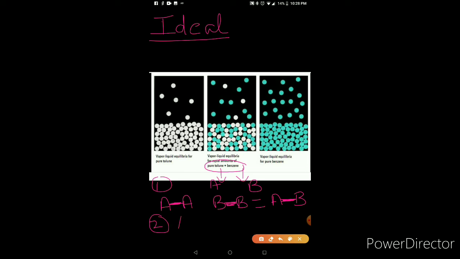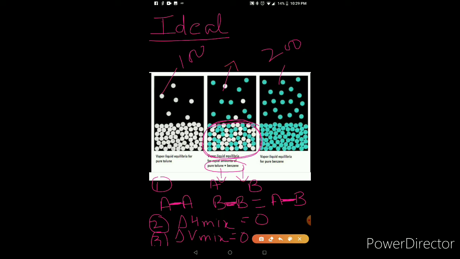Rule number 2 is delta H mixing is 0. That means this process of dissolution of two miscible liquids is neither exothermic nor endothermic. Number 3, delta V mixing is also 0. That means if we mix 100 ml of toluene in 200 ml of benzene, the total mixture will be 300 ml. So 100 plus 200 should be 300. It cannot be 400, it cannot be more than 300, and it cannot be less than 300. That means there is neither an increase nor a decrease in the volume of the mixture.